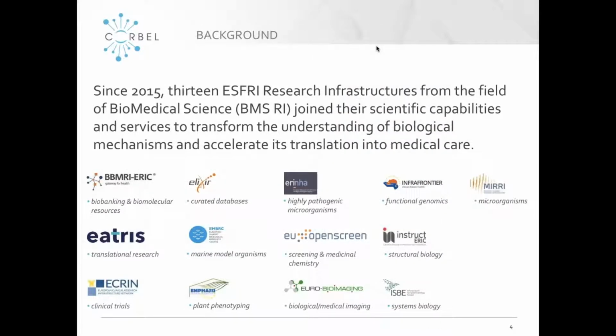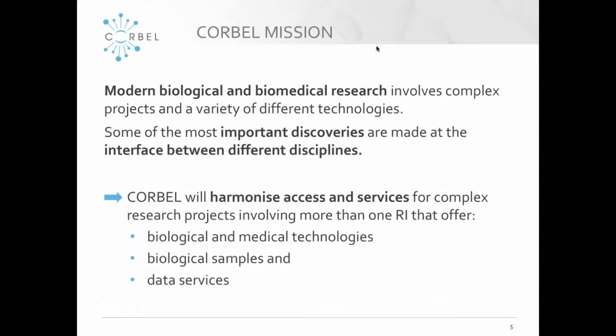Now, I would like to briefly introduce the CORBEL project to you. CORBEL is a Horizon 2020 funded project, bringing together 13 research infrastructures in biomedical science. CORBEL aims to transform understanding of biological mechanisms and help translate them into medical care. Modern biological and biomedical research involves complex projects which often combine a variety of different technologies and operate at the interface between different disciplines. CORBEL aims to help these projects by harmonizing access and services for research involving more than one research infrastructure, which could be biological and medical technologies, biological samples, and data services.